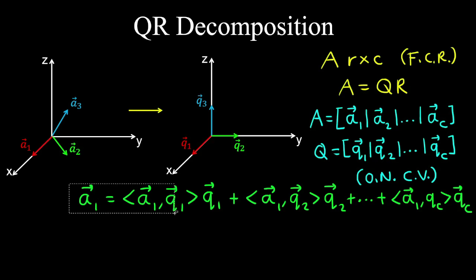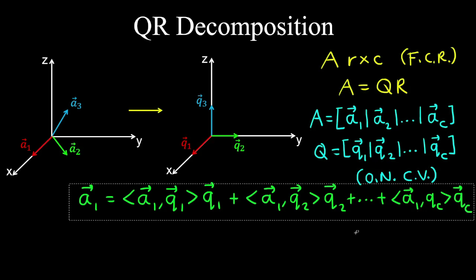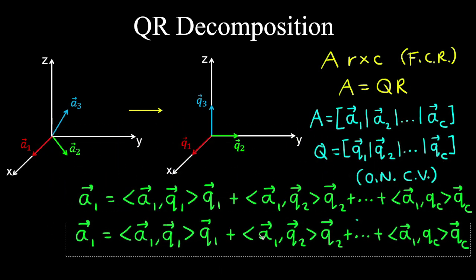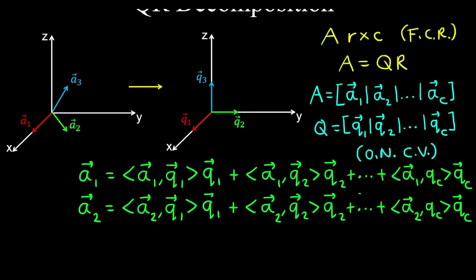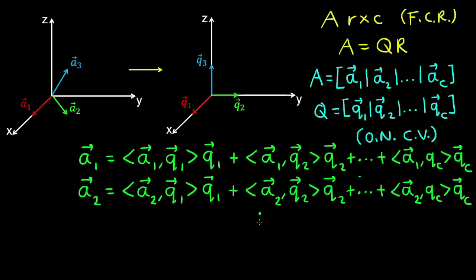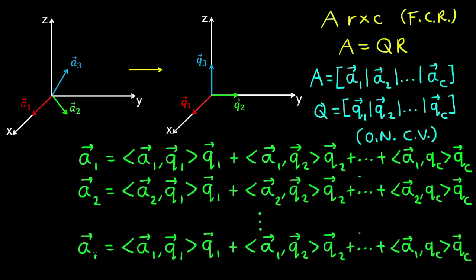So if you repeated this process for each vector A in matrix A, you'd be summing up the projections of A2 onto the orthonormal column vectors of Q. So you just replace A1 with A2, and continuing this process up to AC, we have the following expression.